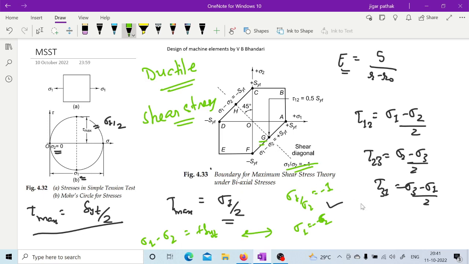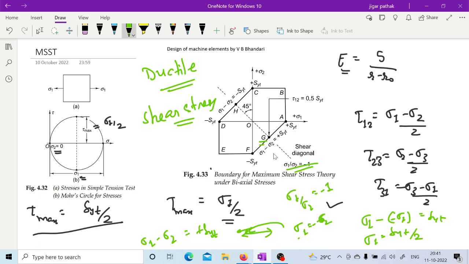If you put sigma 1 equal to minus sigma 2, meaning sigma 2 is equal to minus sigma 1 in this equation, then from here to this equation, sigma 1 minus minus sigma 1 will be equal to Syt. So sigma 1 equals Syt by 2. This is how you will be able to find this point G.